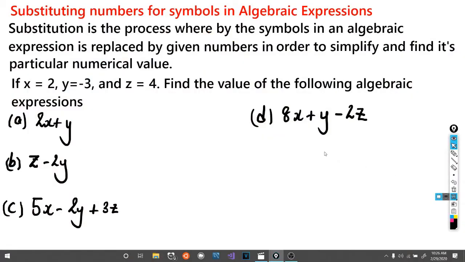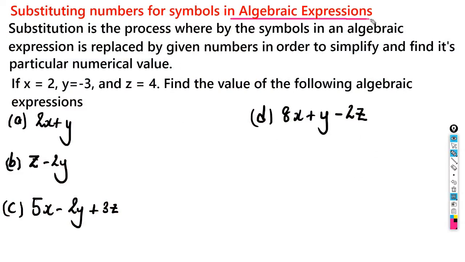Awesome, guys. So now we're going to be looking at substitution, and the title here says substituting numbers for symbols in algebraic expressions. It says substitution is the process whereby the symbols in an algebraic expression are replaced by given numbers in order to simplify and find its particular numerical value. So if x is equal to 2, y is equal to minus 3, and z is equal to 4, find the value of the following algebraic expressions.